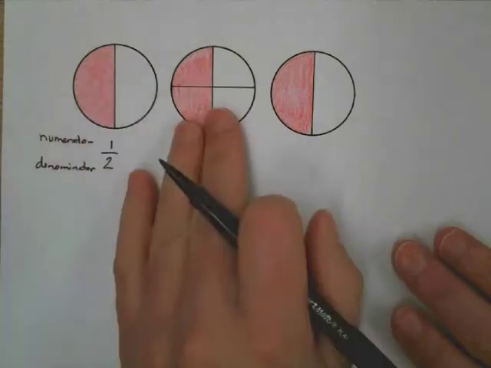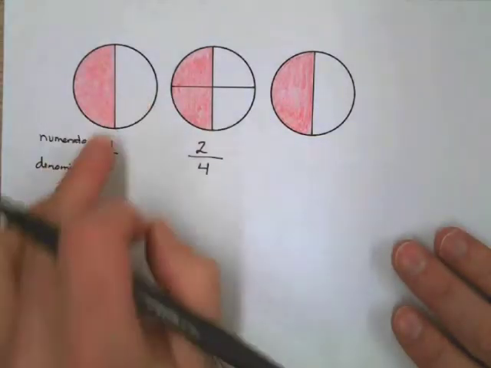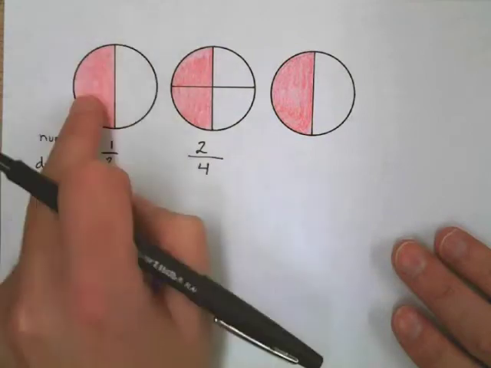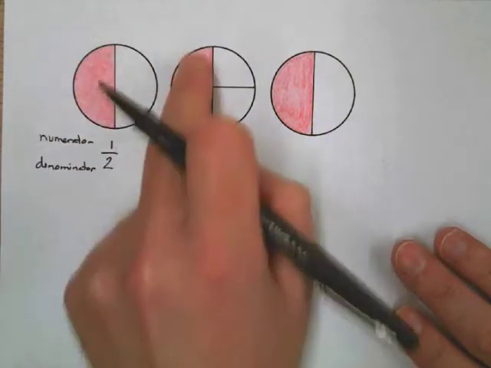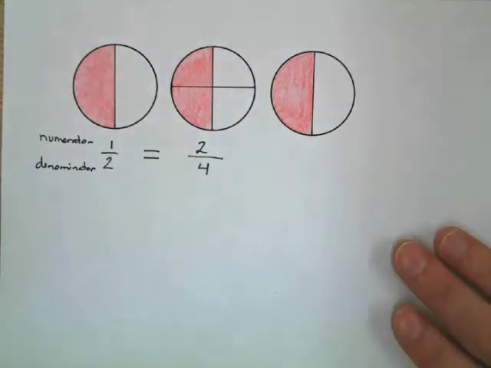The same amount is shaded in both of these circles here, but in this case we've shaded 1 out of 2 pieces. Here we have 2 out of 4 pieces. So we would say that 1/2 and 2/4 are equivalent or equal to one another.